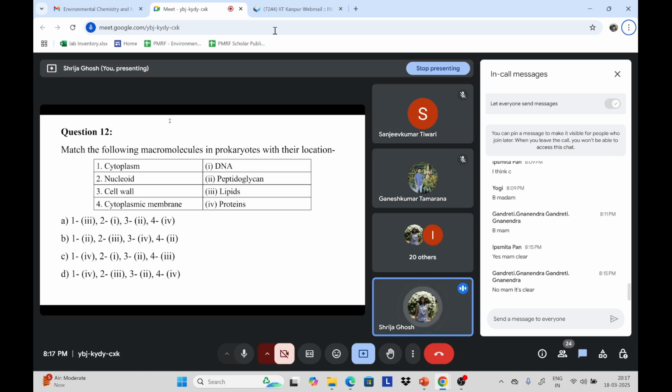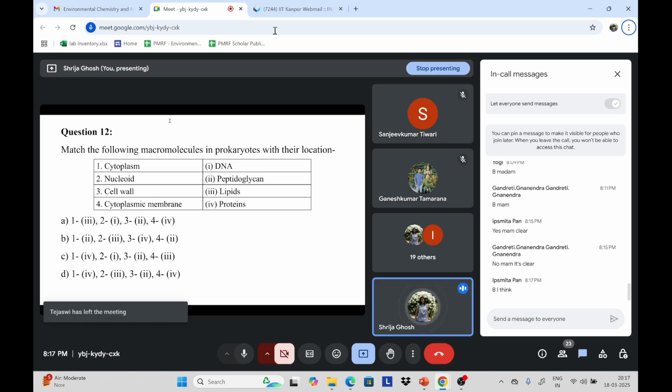No one is able to solve this. Okay. Option B. I have one answer in the chat box. Option B. That is cytoplasm is matching with peptidoglycan, nucleoid with lipids. No, option B is not the correct answer. What about others? Anyone else?